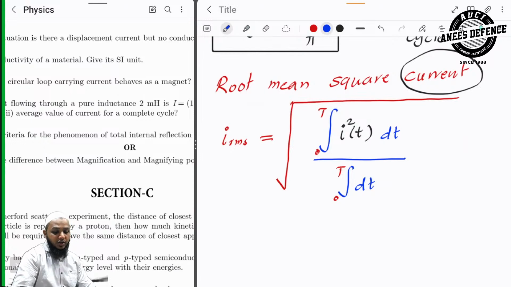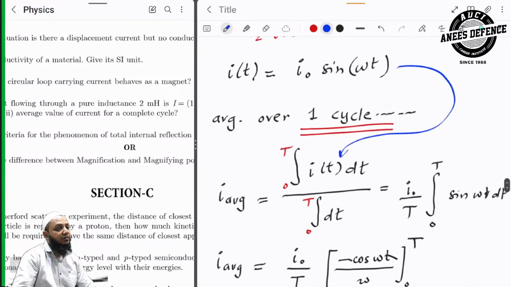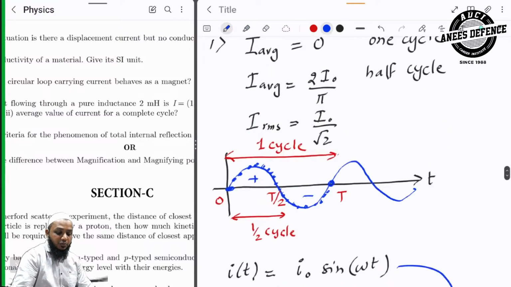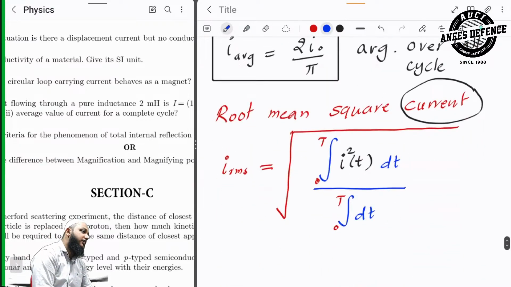See, because for one cycle everything was 0, because the positive cycle gets cancelled by the negative cycle. So therefore, to make this not happen, we are first squaring the current. Squaring the current will make the negative values positive. Then the average of the square of current is taken, so that the answer would not be 0. And since we took the square, after the average we are taking the square root. So that is the idea behind RMS value.